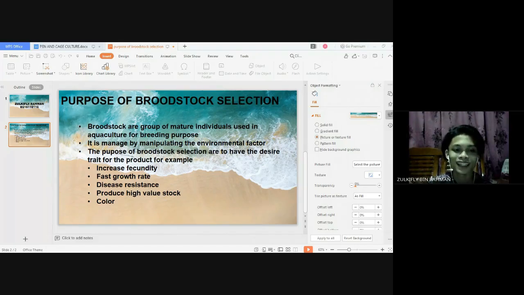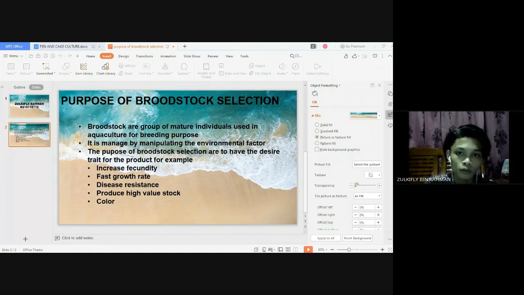So hello and hi, I am Zulkifli bin Rahman, and I will be explaining the purpose of broodstock selection. Broodstock is a group of mature individuals used in aquaculture for breeding purpose. They act as parental fish which will inherit their desirable traits to the product through the fertilization among the broodstock. It is managed by manipulating the environmental factors.